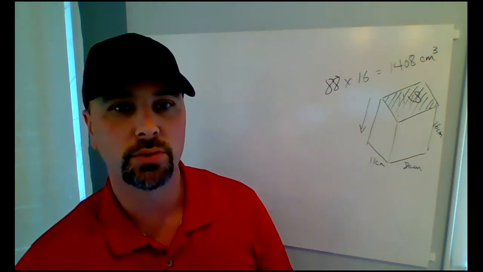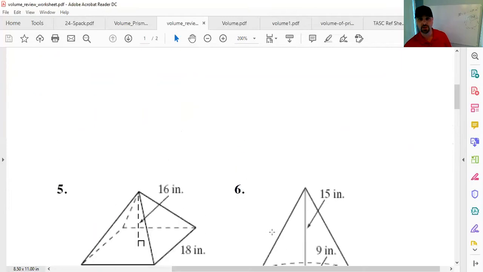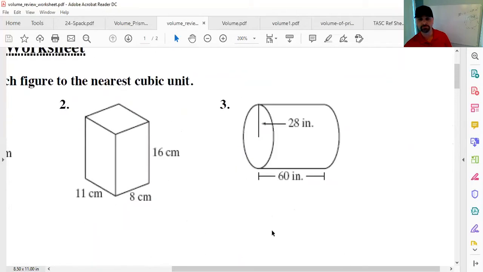Let's go back to our worksheet. Okay, so I don't think that you all are going to have trouble with volume because you're all pretty good, and it should be easy to understand. Just find the formula, fill it in with your information. Okay, so why don't you take a look at number 3? Pause the video, go ahead and work it out, and then come back. Okay.